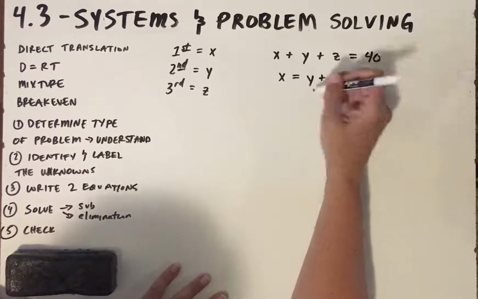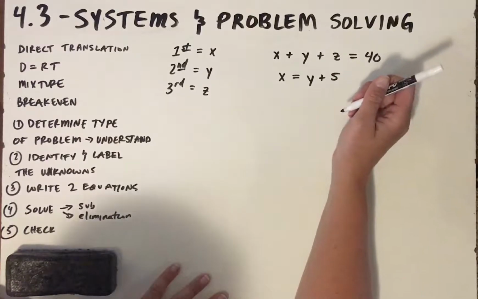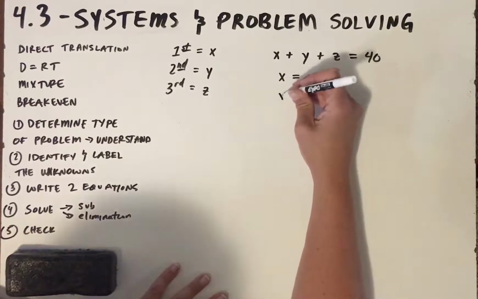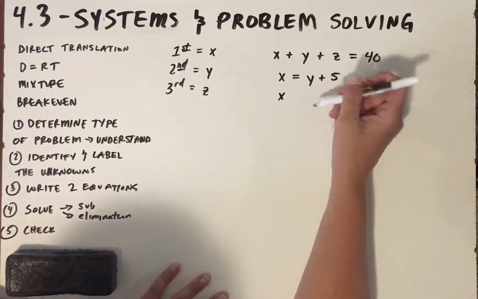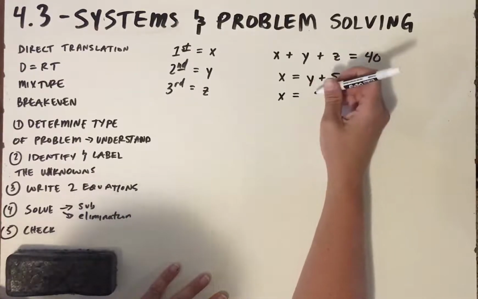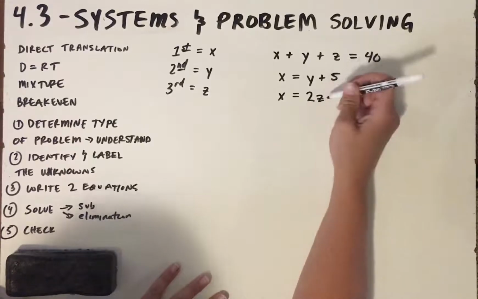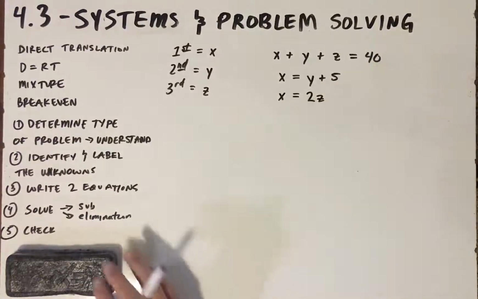Okay, so another direct translation. The third direct translation says it is also, it refers to the first number again. It is also twice the third number. Well, the third number is represented by the variable z.